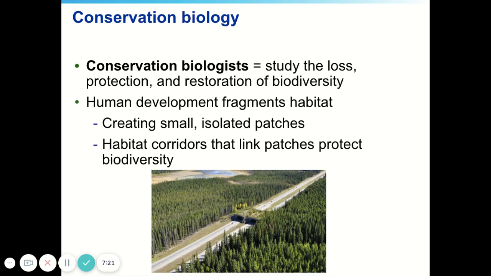Habitat corridors are one way that we can link up isolated patches that are kind of like islands in the ecosystem. Here you can see one that's being created to allow wildlife to cross an area that's been fragmented by a highway.